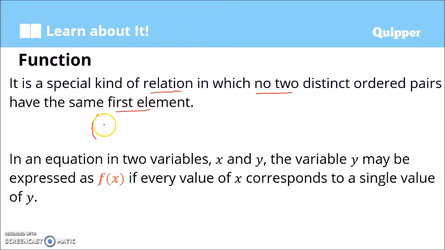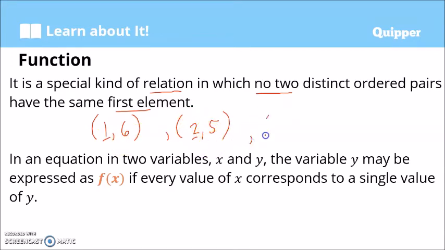Example, let's say (1, 6) and then (2, 5). So these are ordered pairs. We have two ordered pairs here. We need to check on their first element. Dapat hindi magkapareho. So we have 1 here, and we have 2 here. So they are not the same. Therefore, they form a function. Okay, so it is a function.